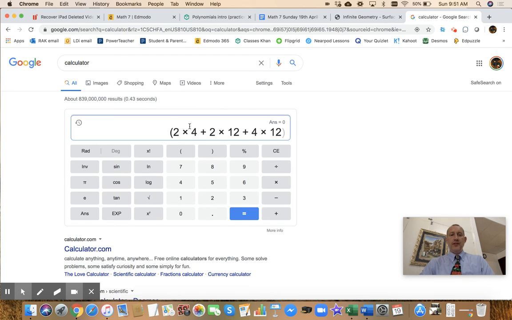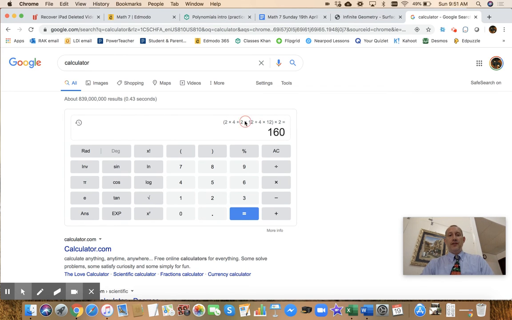So we're multiplying 2 times 4 plus 2 times 12 plus 4 times 12. You notice I'm putting all of this in parentheses. Now at this point, if I was to multiply by 2, that would be wrong. Because if I do that, I'm just multiplying the 12 times the 2, not the whole sum. So don't do that. Instead, find the sum of all of this together first. And you see I do that by putting them in parentheses. Then multiply by 2. That'll give you your answer.